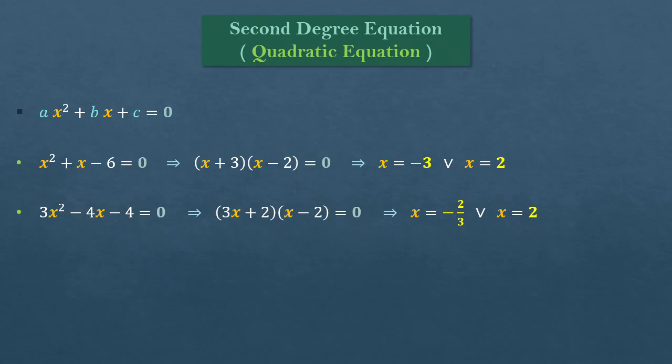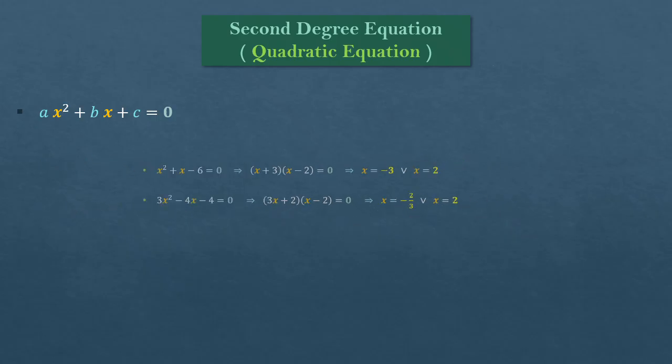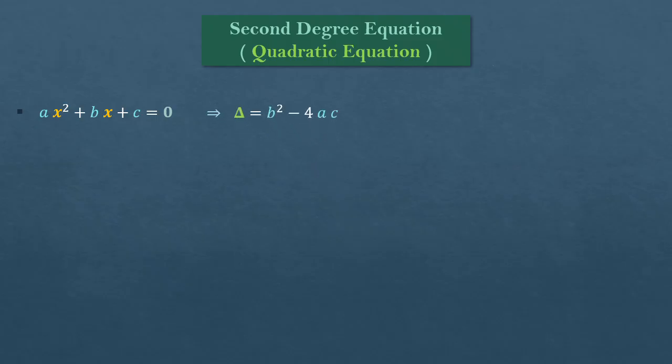However, if you've been through high school, you should know that not all second-degree polynomials, a times x squared plus b times x plus c, can be factorized into a product of two linear polynomials, and that in order to solve this kind of equation, we must first calculate what is called the discriminant, which we note as delta, which equals b squared minus 4 times a times c. And according to the values of this discriminant delta, we distinguish three cases.